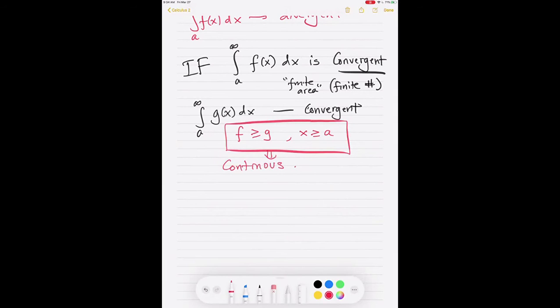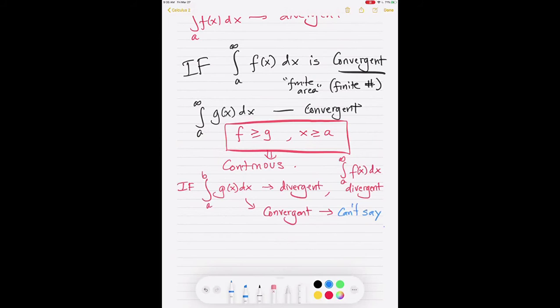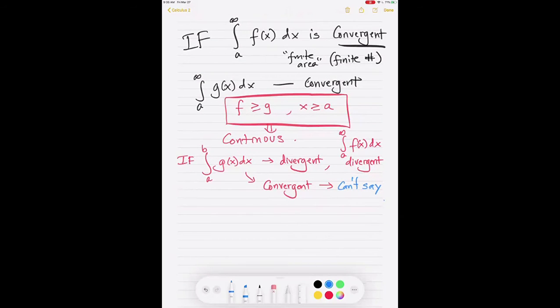And I'm saying this. If integral a to infinity g of x dx is divergent, then integral a to infinity f of x dx is divergent. If this is convergent, then this is inconclusive. Can't say. With the same token, now I'm going to start here. The arrow goes this way. So if this is divergent, then this is divergent.